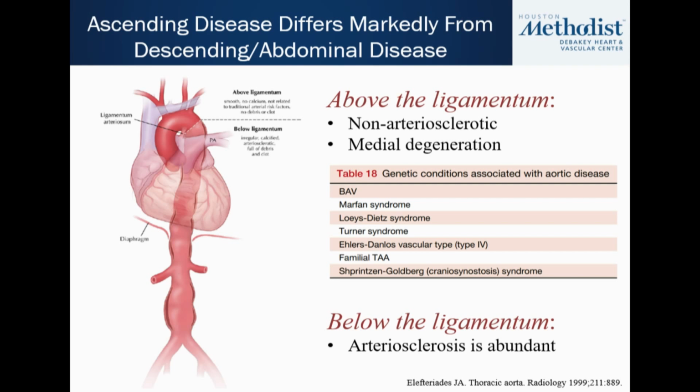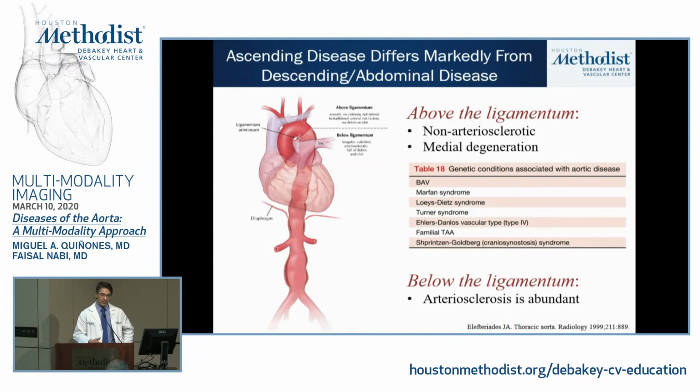Diseases associated with medial degeneration are genetic diseases such as Marfan's, Loeys-Dietz, Turner's, Ehlers-Danlos, and then, of course, bicuspid aortic valves. So diseases above the ligamentum are very different from diseases below the ligamentum. Diseases above the ligamentum are medial degeneration, generally genetic in origin. Diseases below the ligamentum are diseases of atherosclerosis. Very important point, I think, a take-home message. So this is an important thing to know.